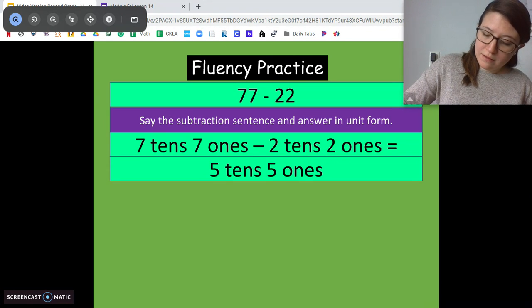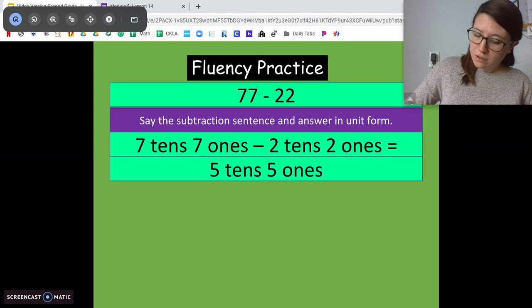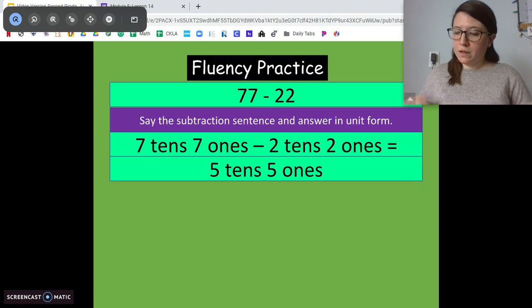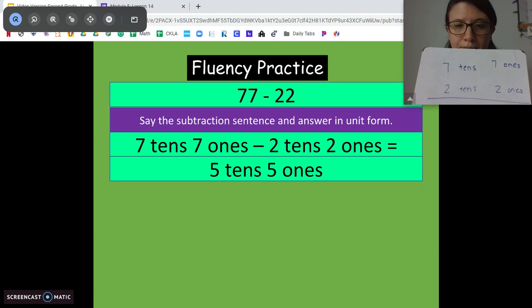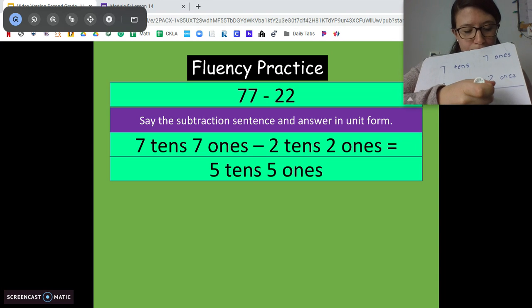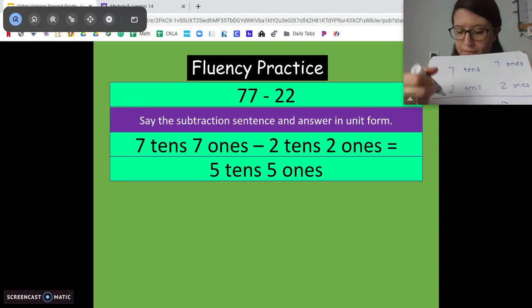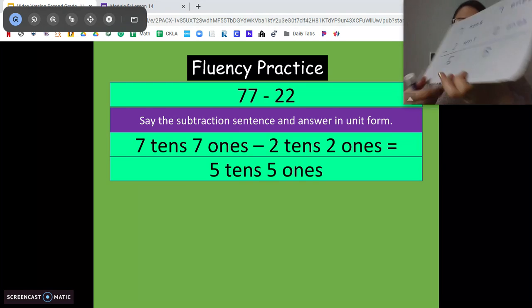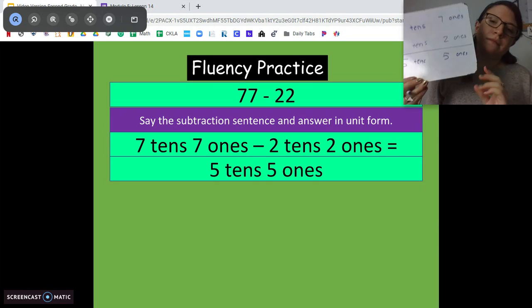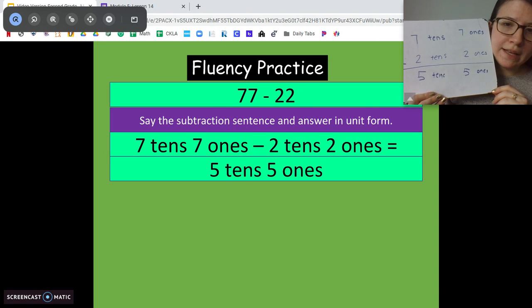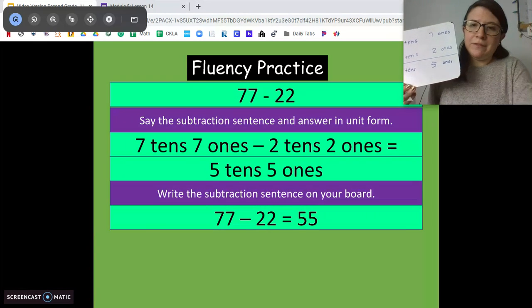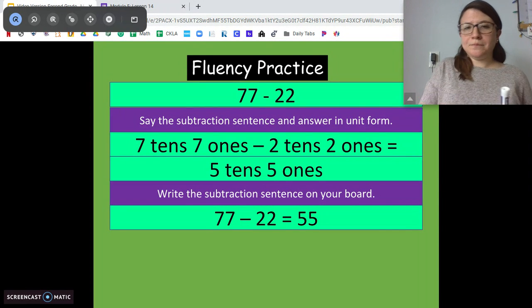I'm going to show you on here too. 7 tens, 7 ones, 2 tens, 2 ones. I'll show you using the vertical method. So if we show it like this, we subtract our ones. 7 minus 2 is 5. We have 5 tens, 5 ones. And what's that number? 5 tens, 5 ones. What does that equal? 55. Awesome.